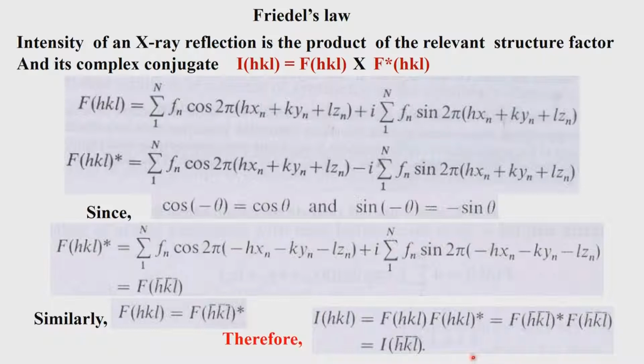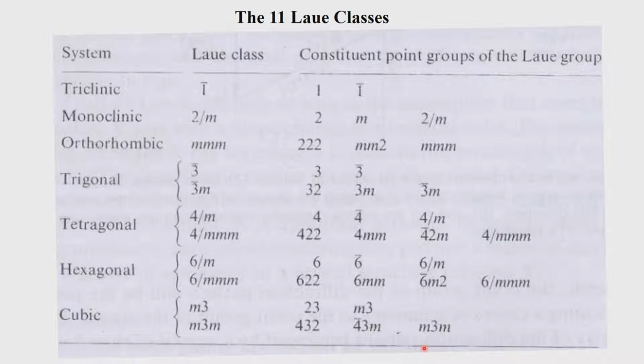I(HKL) equals I(h bar k bar l bar) is a universal relationship, and it is always valid unless under special circumstances. So, for all practical purposes this is a valid law, and therefore, we end up with 11 Laue classes. So, the 11 Laue classes can be followed into the 7 crystal systems and the corresponding point groups.